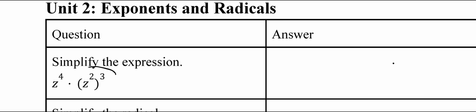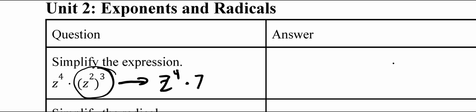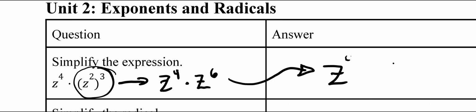The first thing we'll do is take care of this part right here. Z to the 2nd power raised to the 3rd power. Again, we multiply the powers. And so that would give us this z to the 4th, which is just that first one. And then z to the 2nd power raised to the 3rd power, again, as we discussed, is z to the 6th power. And now we're back to the rule of when you multiply like bases, we add the exponents. And so this would give us, as our final answer, z to the 4 plus 6, or z to the 10th power.